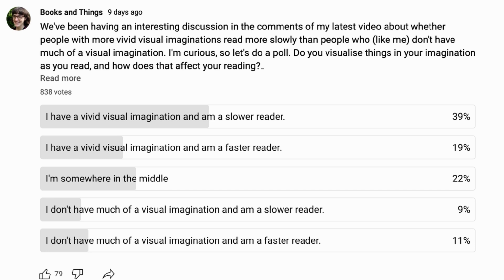I also feel like from my questions about slow reading versus fast reading, there was a correlation between having a vivid visual imagination and being a slower reader, but there was less of a correlation between not having much of a visual imagination and how fast or slow you read. More people who said they didn't have much of a visual imagination said they were faster readers, but also there was a much smaller gap between those two statistics than between the vivid visual imaginations and fast and slow readers.